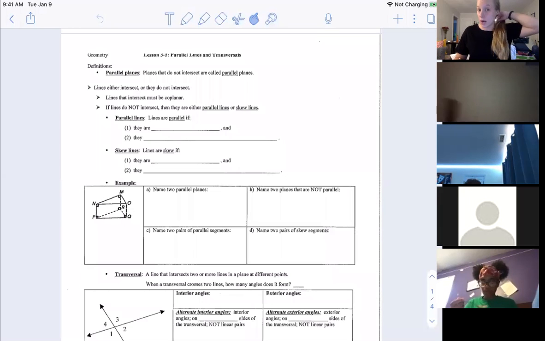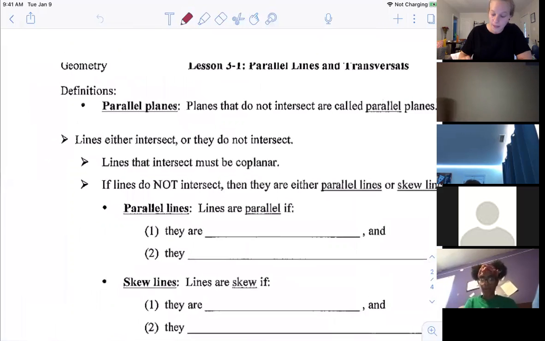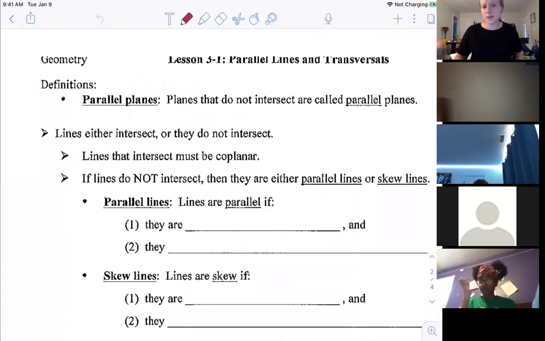And we're doing 3-1, which is on parallel lines and transversals. So these are new words that I don't think any of you have had or heard before. So we're just going to start from the beginning. We are actually starting with the concept I do think you're familiar with, which is parallel.